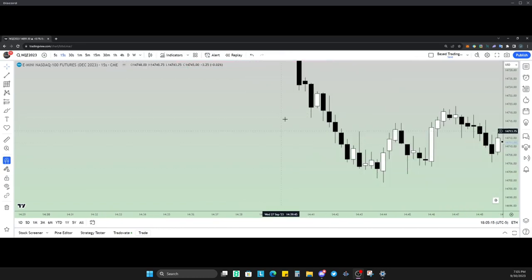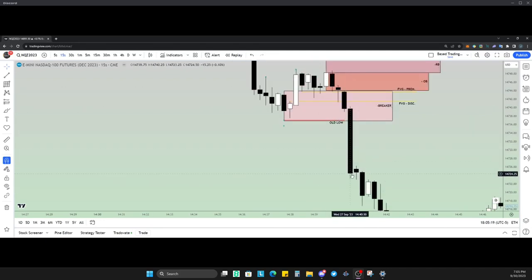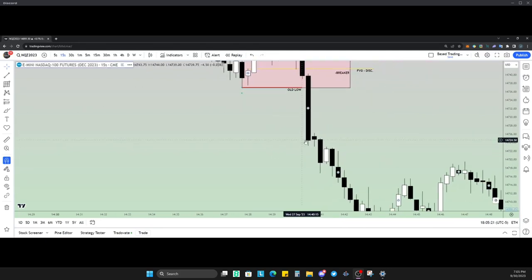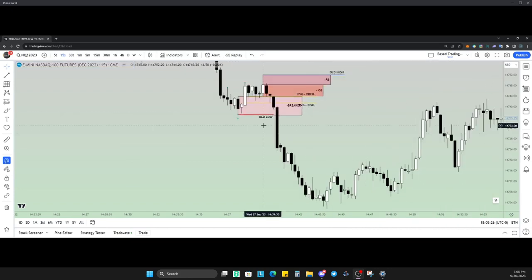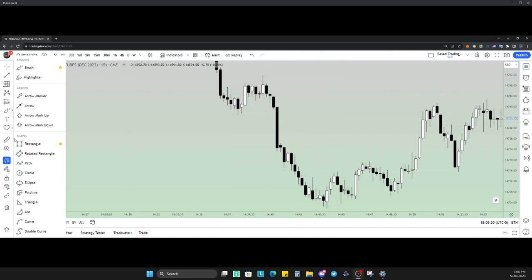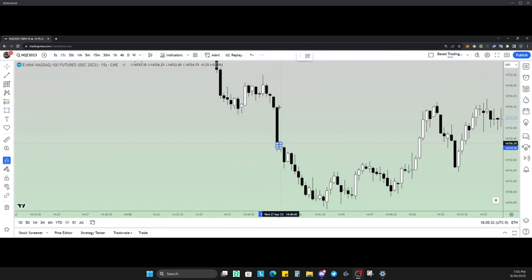Because look how much further it went down after, let's say you didn't get in. Is it going to keep going down? Yeah, it will, because this is a breaker. This is also a breaker, but we're going to get to that later.